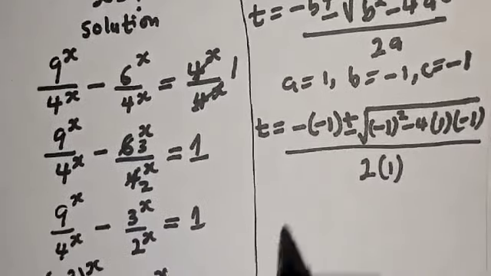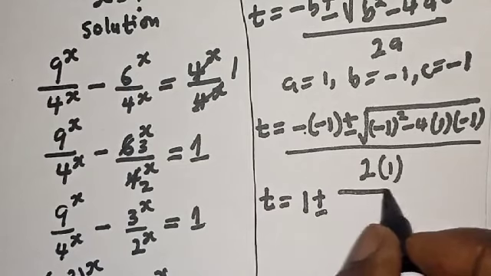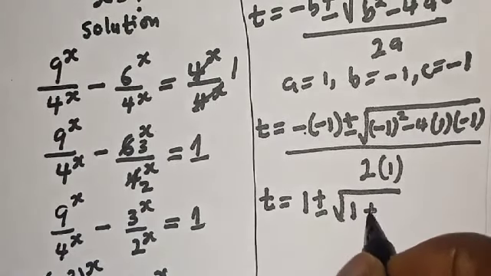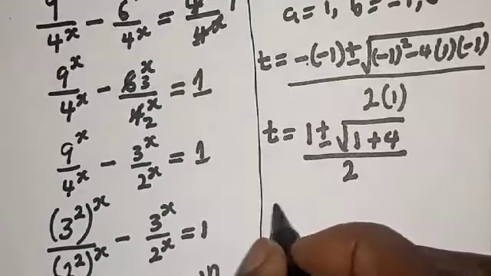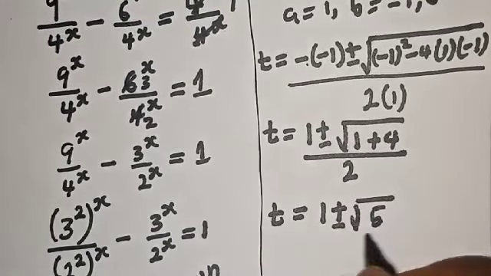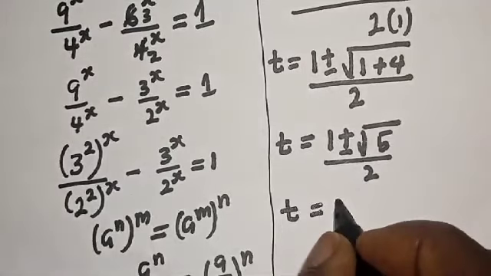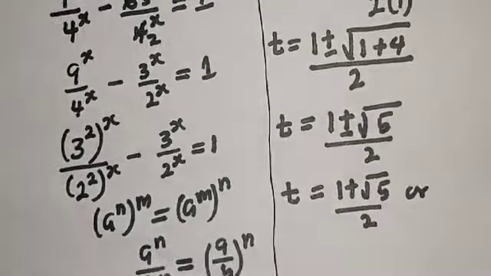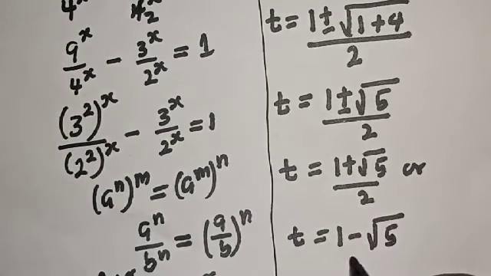So this is t is equal to minus times minus 1 plus 1 plus or minus square root of minus 1 square, 1, then minus 4 times 1 times minus 1, that is plus 4 over 2. Now t is equal to 1 plus or minus square root of 5 over 2. Then t is equal to 1 plus square root of 5 over 2, or t is equal to 1 minus square root of 5 over 2.